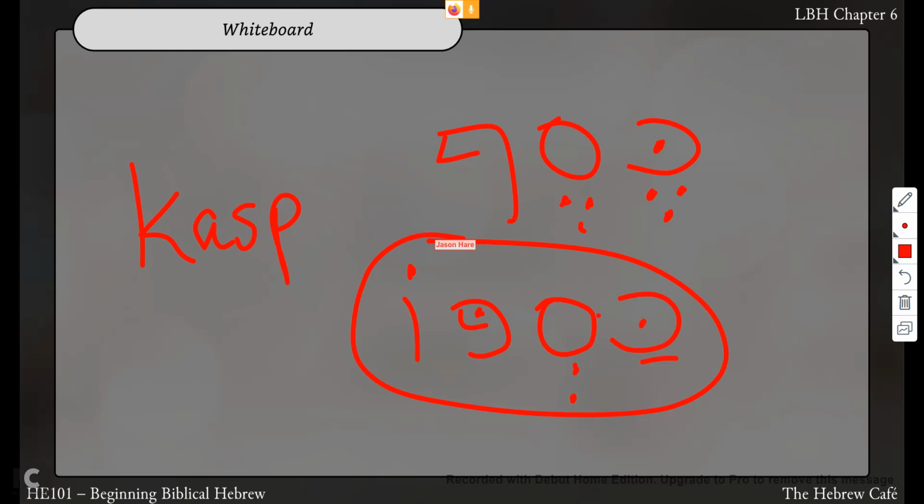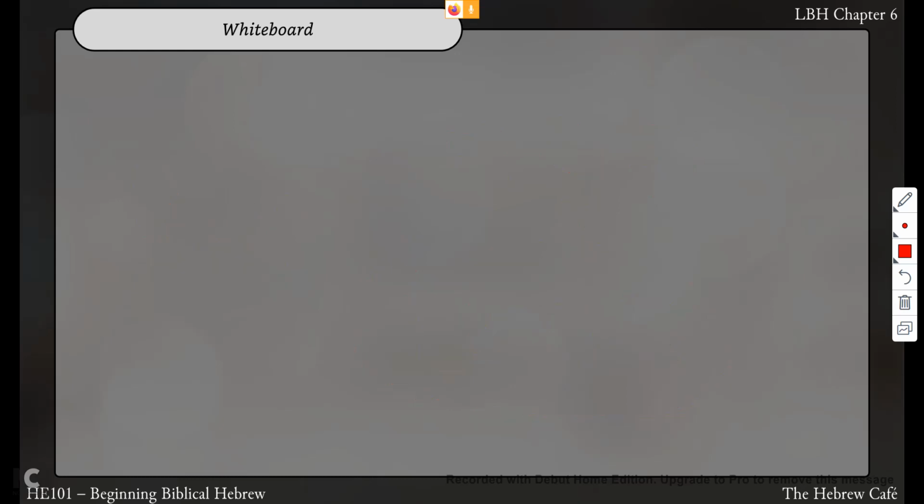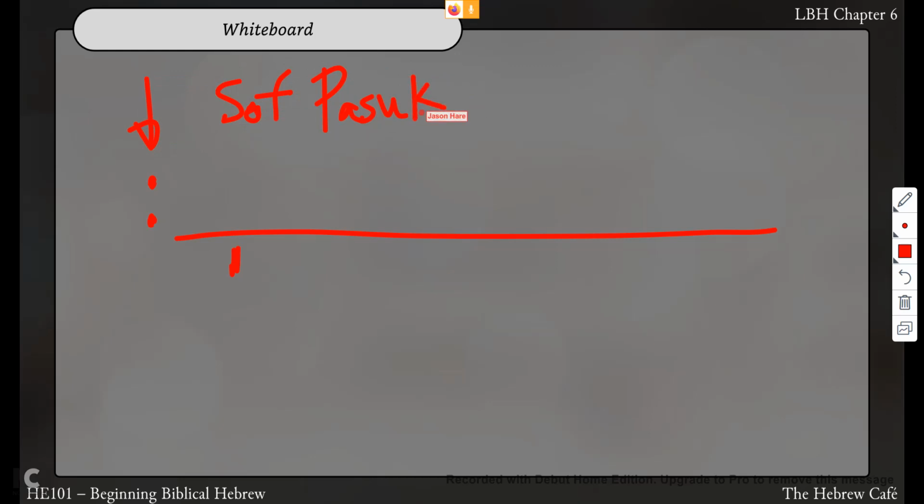We talked about it last week. I know it's a pain in the butt, but here it is. What this tells us is that originally we had an A vowel in there, kasp. When we look at the text of the Bible, we'll look at a verse, and the verse ends in this little colon. This is called sof pasuk. Sof means end, pasuk means verse. Sof pasuk, the end of the verse. This colon is the end of the verse.